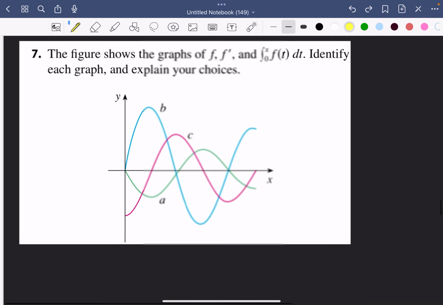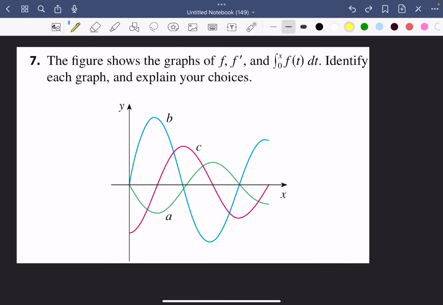So when you're thinking about number 7, we're trying to figure out which of these is f, which one is f prime, and which one is the integral from 0 to x of f of x dx. Okay? One way to think about that is this is just big F of x, right? This is just the antiderivative, right? This is actually F at x minus F at 0, is really what it is, right?